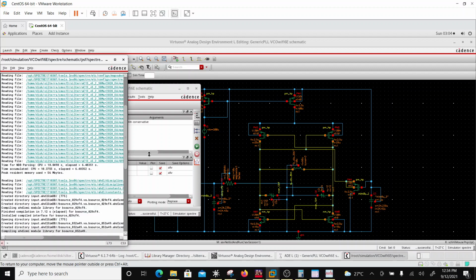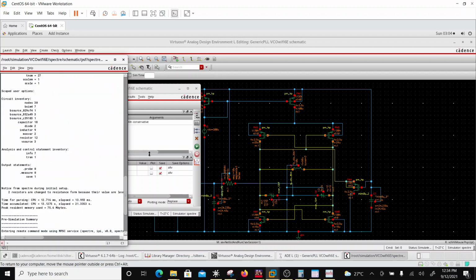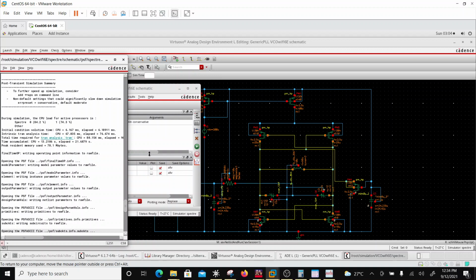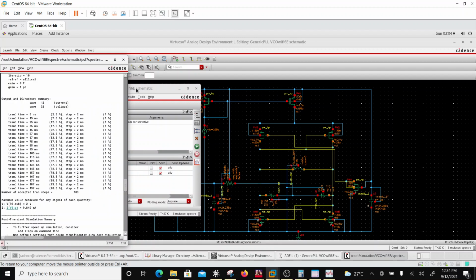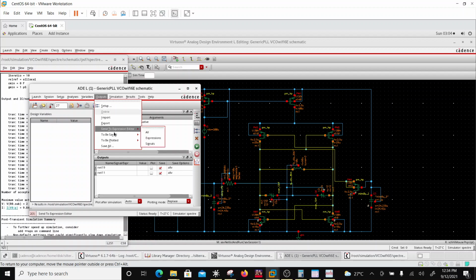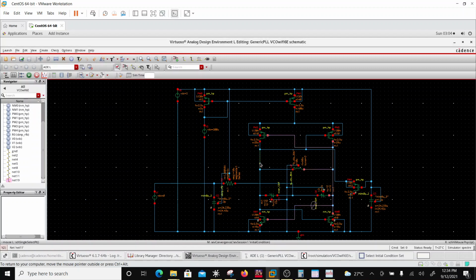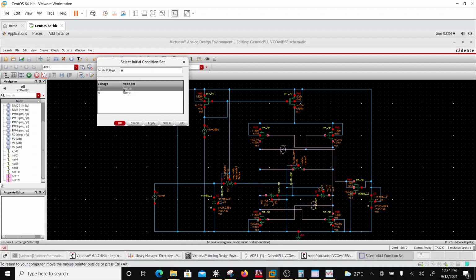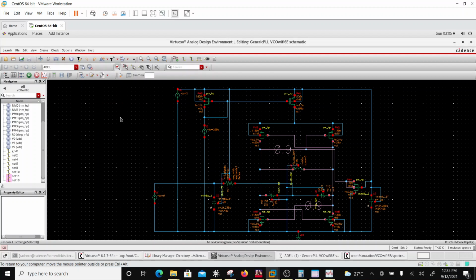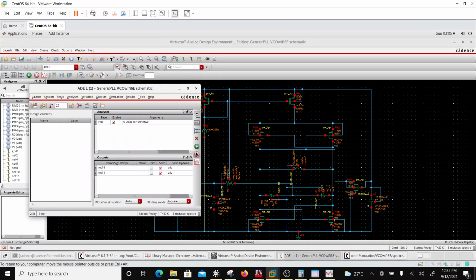first time a little slow. Did it simulate or didn't it? It didn't simulate, and it needs a convergence aid. So I'm going to go here and I will go to simulation, convergence aid, initial condition. And I'm going to put the initial condition on this one and on this one, and I'm going to set this node voltage to 0.99 and this one to 0.9. Okay, and I am going to hit simulate again.